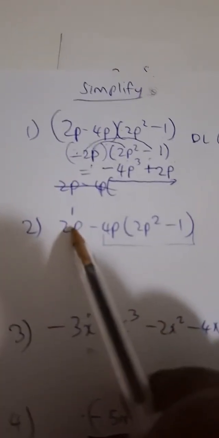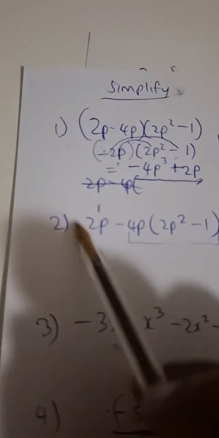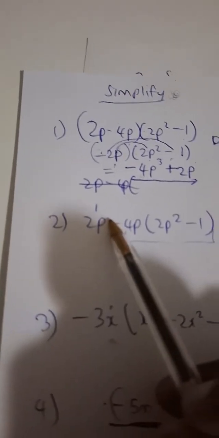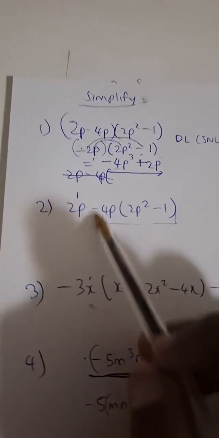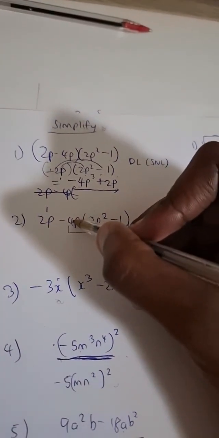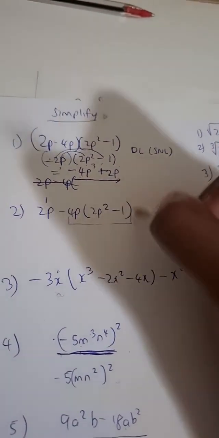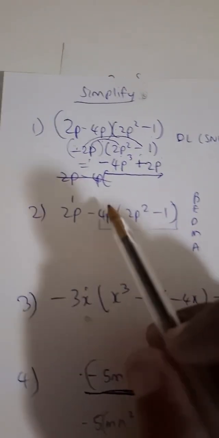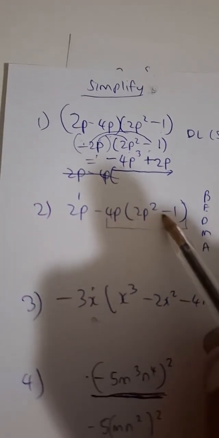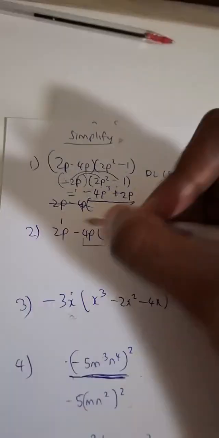Then this 2p, guys, you need to be very careful, is separate from this, but this 4p has a relationship with the binomial. So we know that BEDMAS is what informs what we do. We look at the bracket, and the bracket has two terms inside, whereas outside there's a monomial.